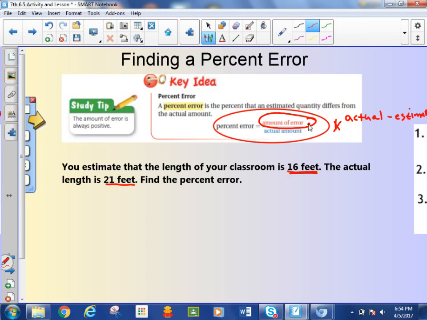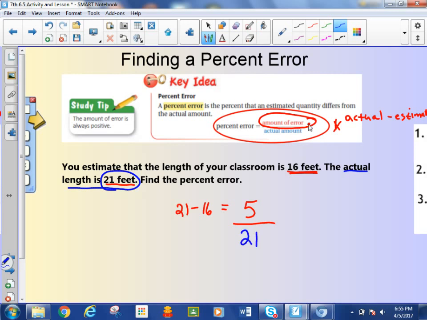Actual minus estimate. So we're going to take the actual, which was 21, minus what we estimated it at, which was 16, and that's going to give us 5. So our error was 5 feet. We're then going to put that over the actual amount, and the actual length was 21 feet. So we're going to put 21 on the bottom.